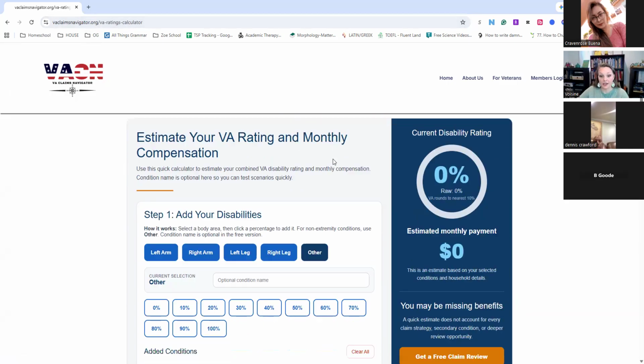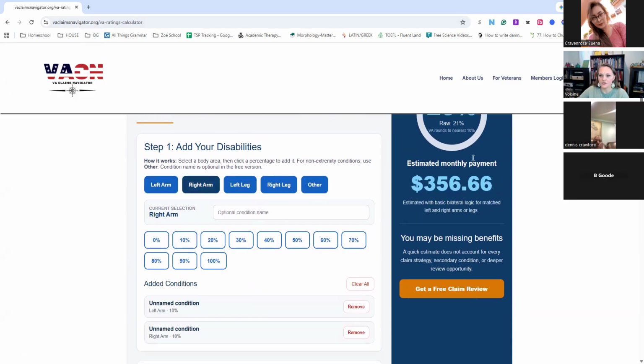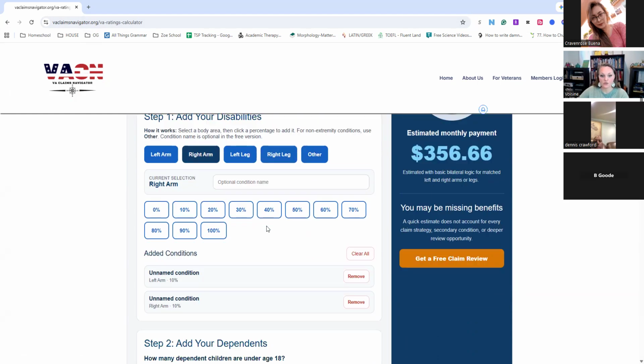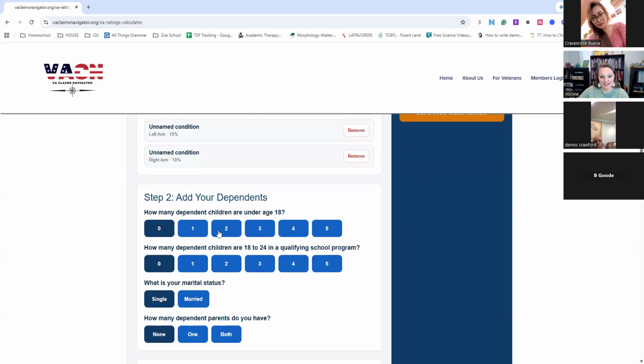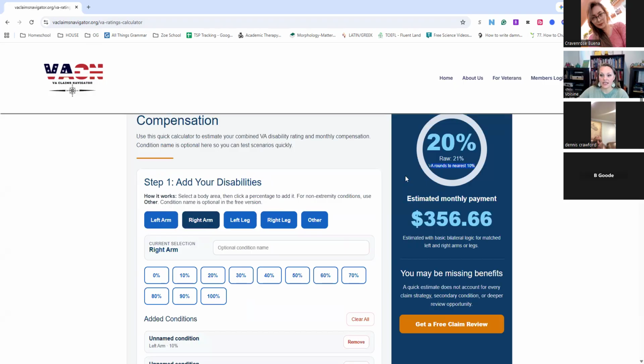So here you can go on and, if you do your left arm and your right arm, it gives you the raw rating of 21%. It rounds down to the nearest 10, so you get 20% is what you would get. You could add your dependents. So if you say, hey, I have two kids that are under 18 and I am married, it will update. Actually, it will not update for this one because it's a 20%. Let's add a 30%. So you get paid for your dependents after you hit 30%. So this would round it up and then give you your estimated monthly payment.